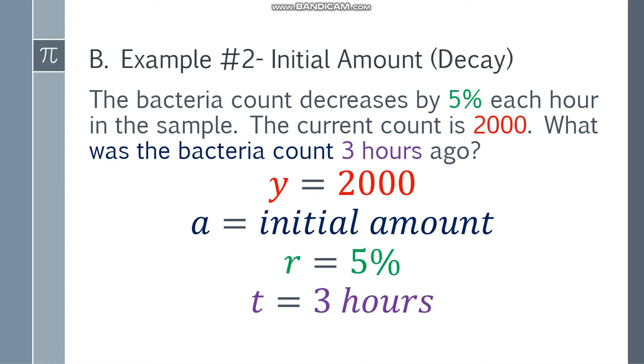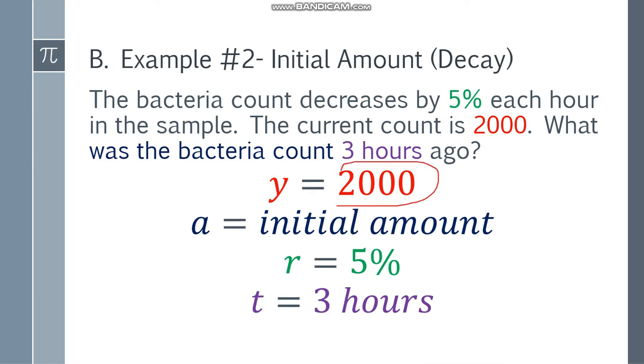So, sir, bakit ganun ang final amount natin ay 2,000 or yung y? Tatanong kasi dito, 3 hours ago. So, everything that happens in the past, lahat ng mga past or ago, that will be the initial amount. So, yung 2,000 yung kinalabasan niya after 3 hours. So, 2,000 yung final amount.